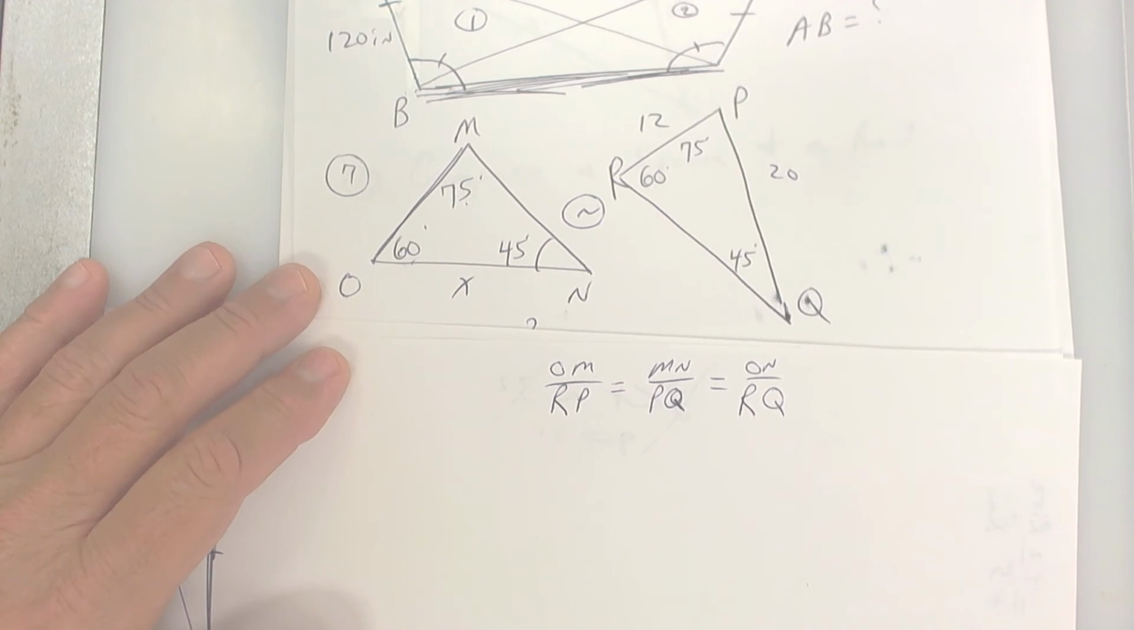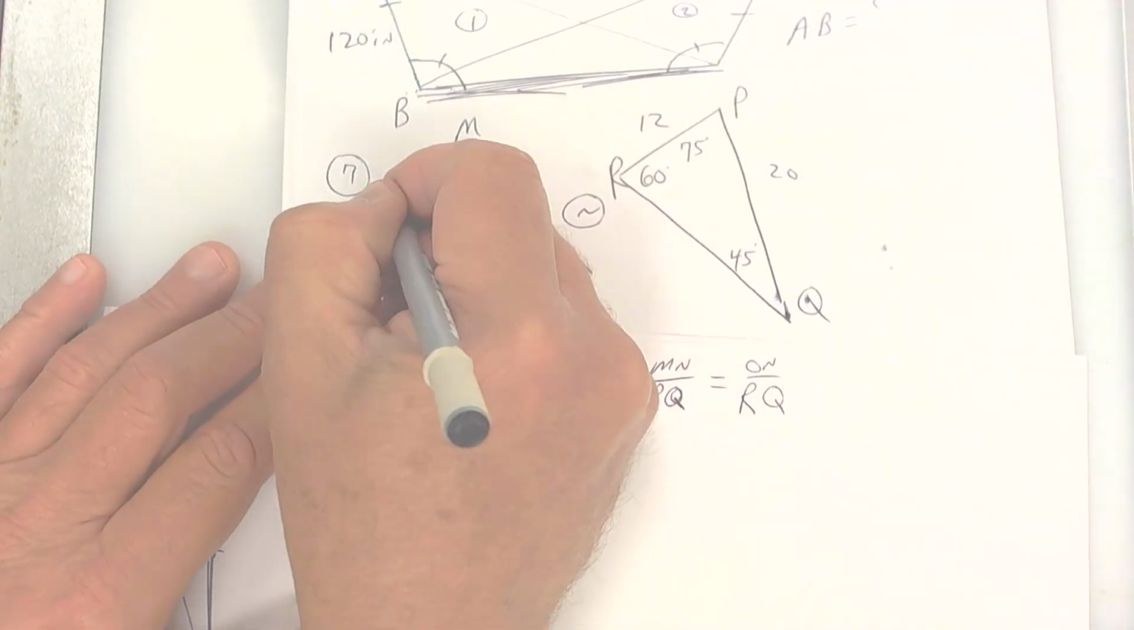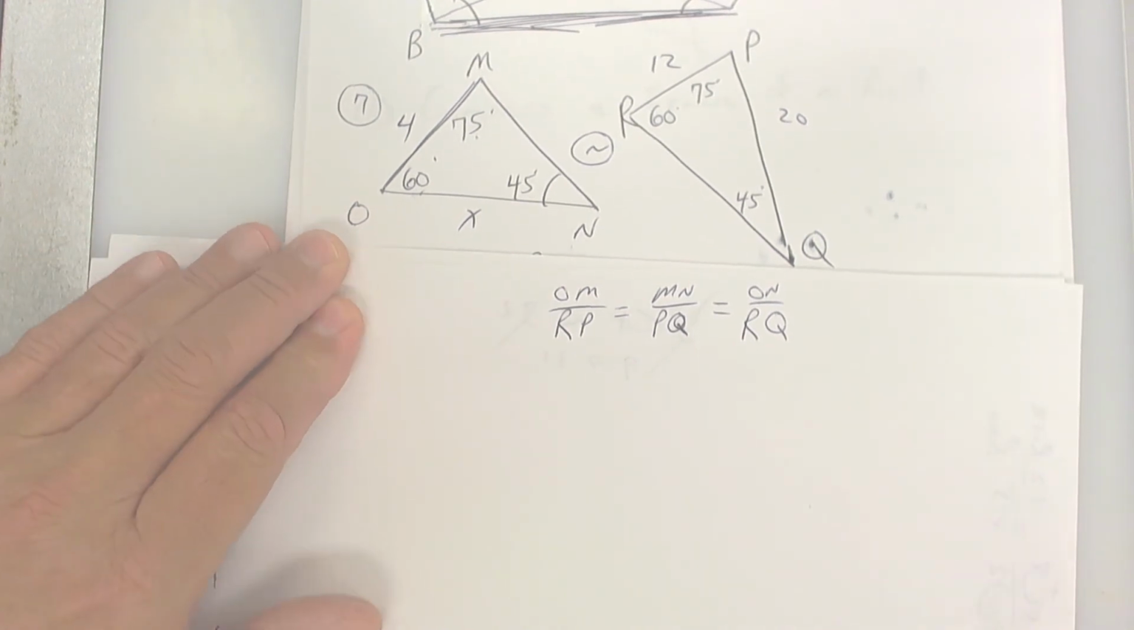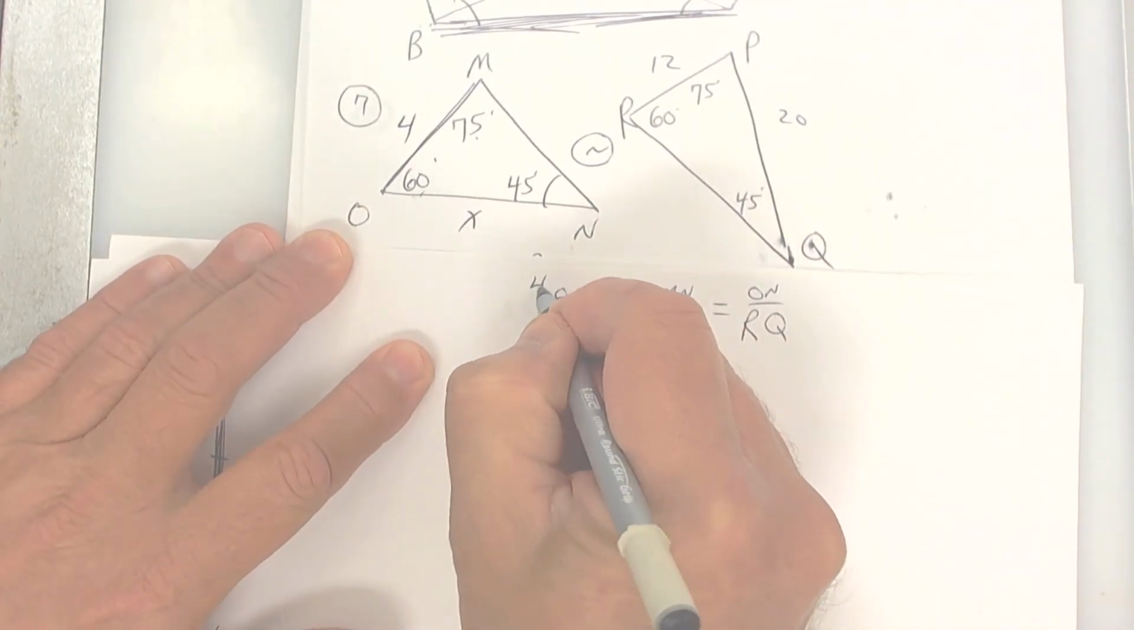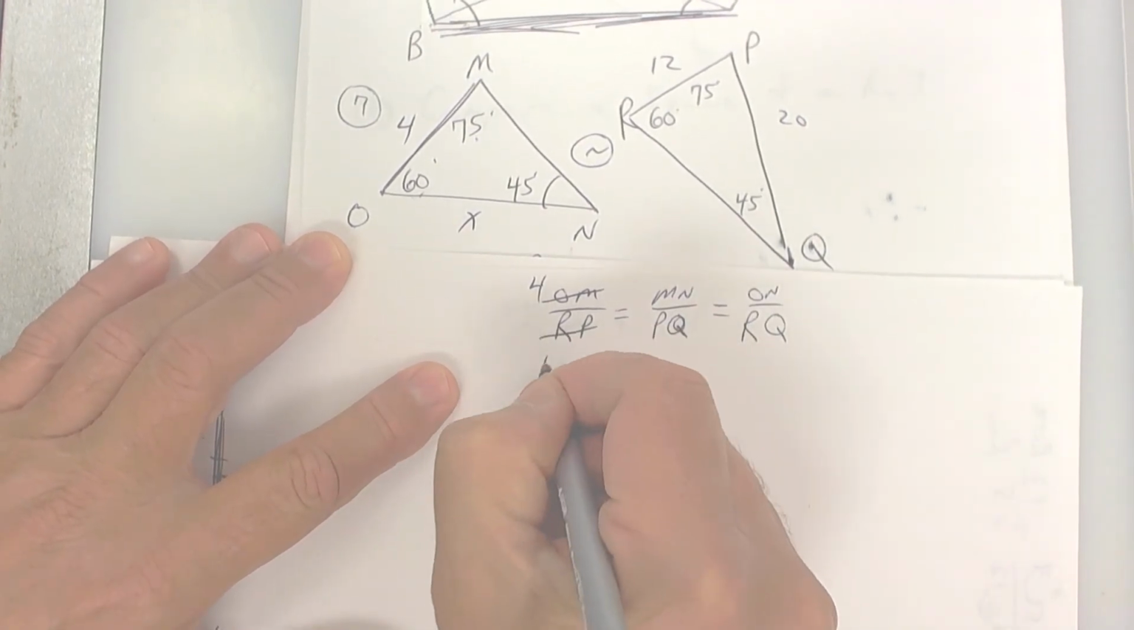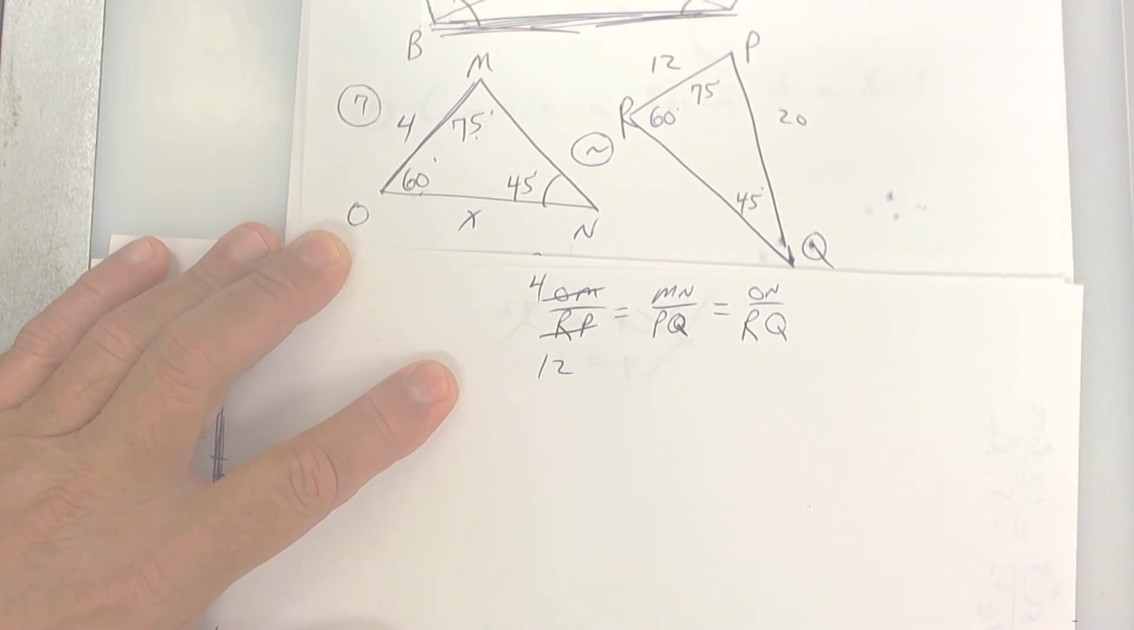RP is 60 and 75. So let's make this one 4. Okay, and I'm just making up these numbers. So OM right here, you're going to put a 4. Okay, and RP is going to be 12. So RP is going to be 12. Okay, so write that down.